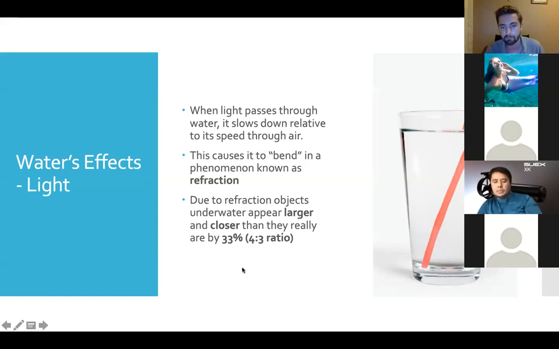And with refraction, objects underwater are going to appear larger and closer, and that ratio is about 33% or 4-3 ratio, which might explain why I'm sure we've all had people we know in diving who will tell you about the 3-4 meter shark they saw that day. You Google that species and you know for sure that species doesn't grow more than 2 meters long. That could be part of that, right?